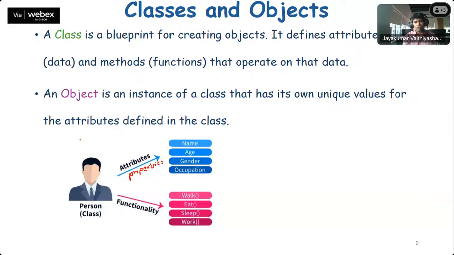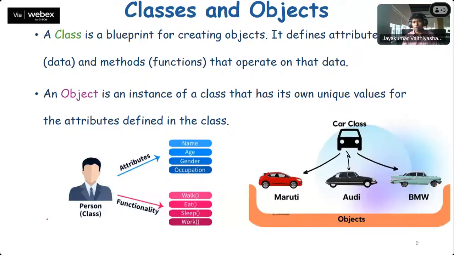The person can do so many functions. He can walk, he can eat, he can sleep, he can work. According to the time, the functionality will change. In some languages, they will call this a method. I will give you a brief idea. According to the language, this terminology will differ a little bit, right?